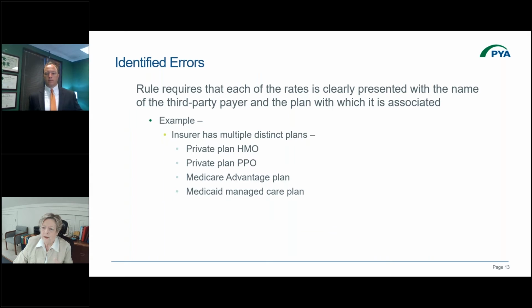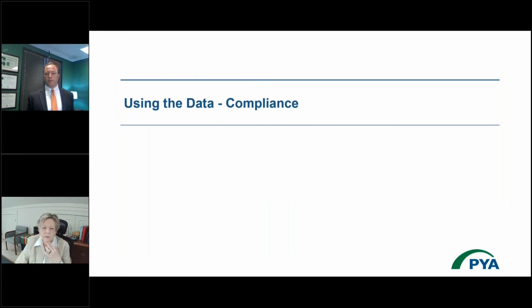There have also been, as I mentioned, I wanted to give you a little bit more information about the requirement that you post the plan information, not just a payer. So if you have an insurer, let's say Blue Cross, that has a private HMO, a private PPO, a Medicare Advantage plan, a Medicaid managed care plan, all of those need to be spelled out, not just a single rate for Blue Cross, because you don't have a single contract with Blue Cross. You've got to get down to the plan level.